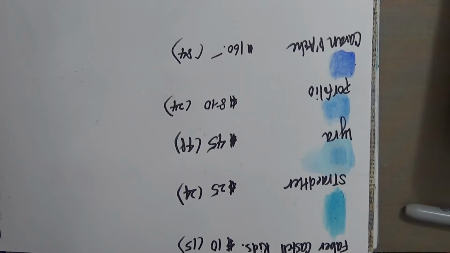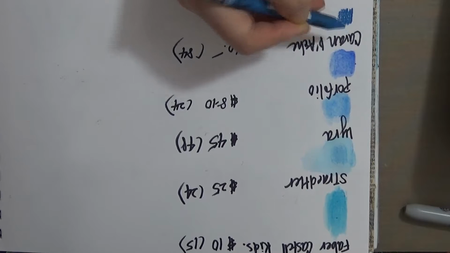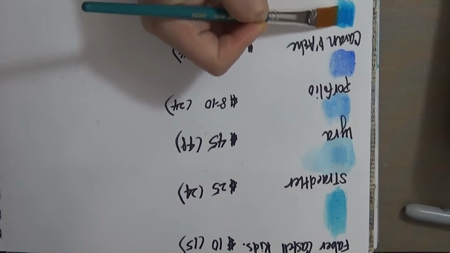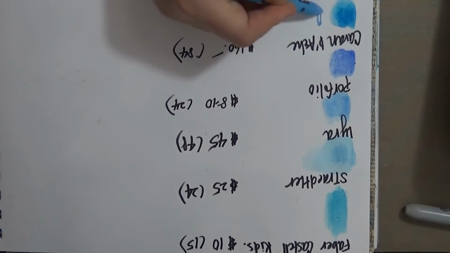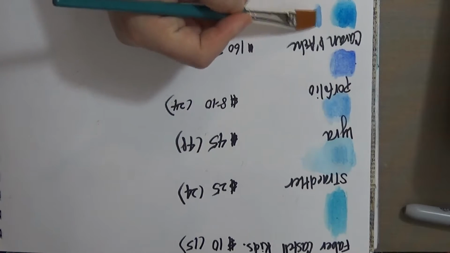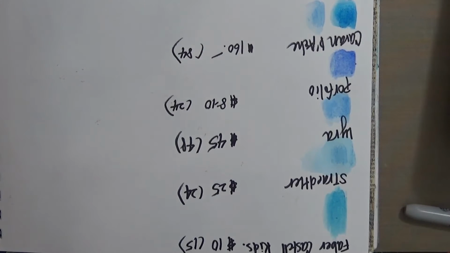So the Caran d'Ache is very, very smooth. And look at the pigmentation, how dark it is. Because this is an artist quality watercolor pencil, it has a lot more pigment. You only need a little bit. So that's that. And now I'll show you how I like to use it.